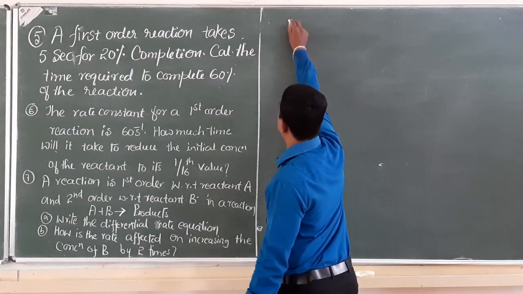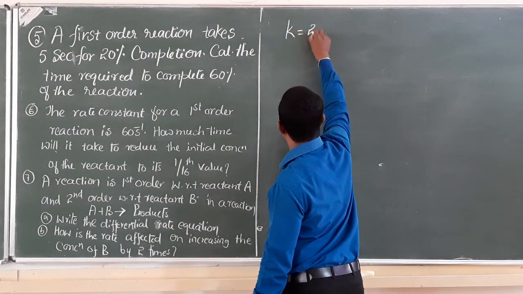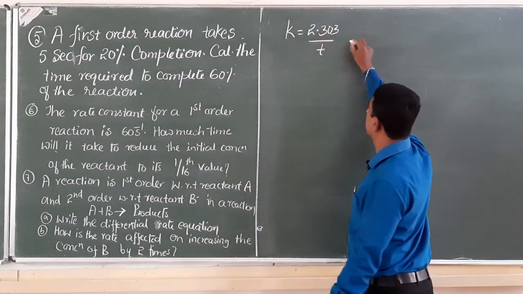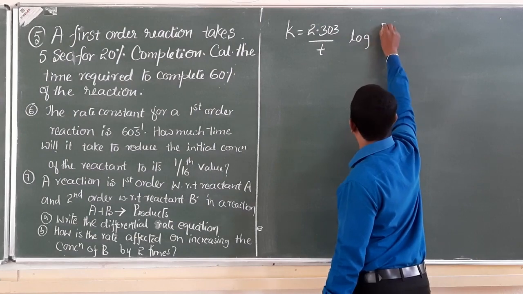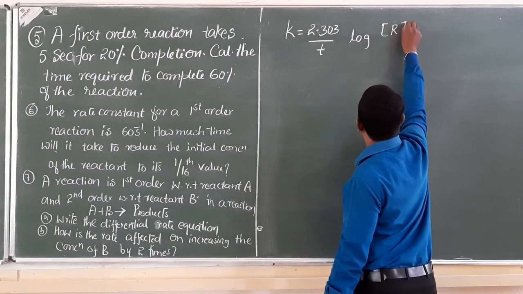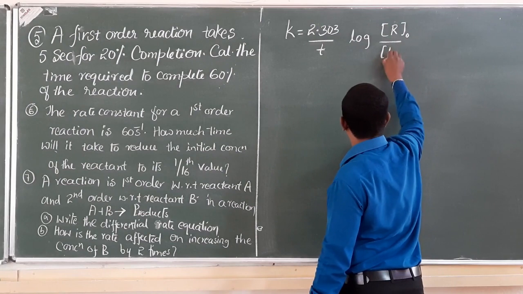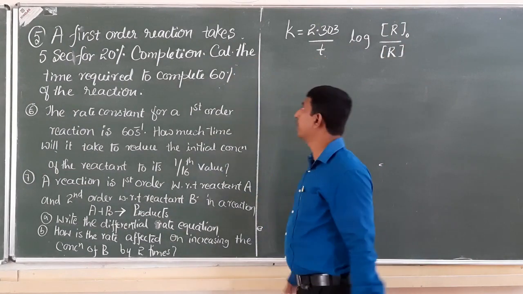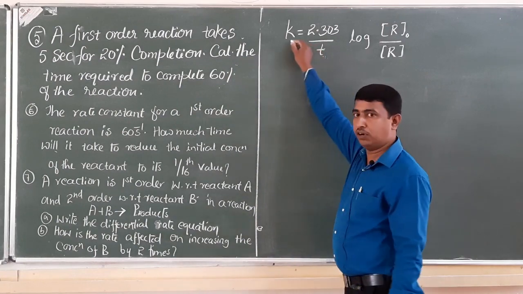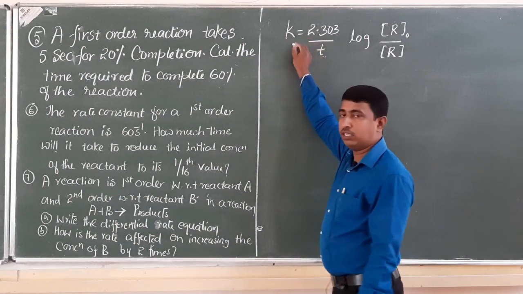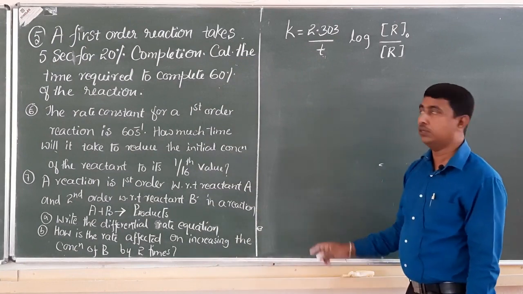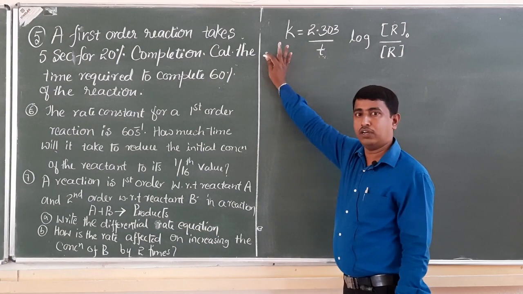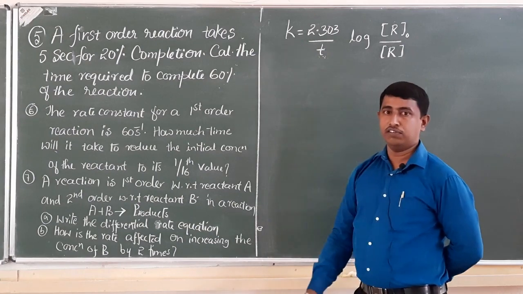Let us write the expression. K is equal to 2.303 by T log R naught by R. We want to calculate the value of time T. To calculate the value of T, we need K. So we have to calculate K first. Understood? In order to calculate T, first you have to calculate the value of K.